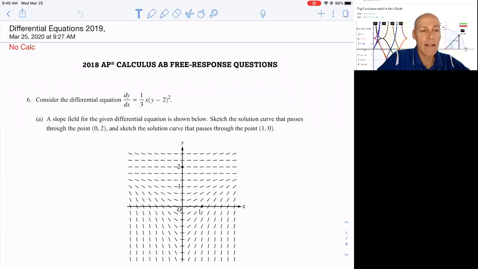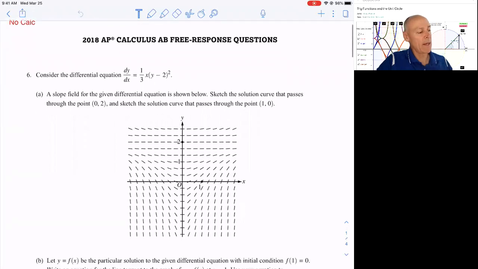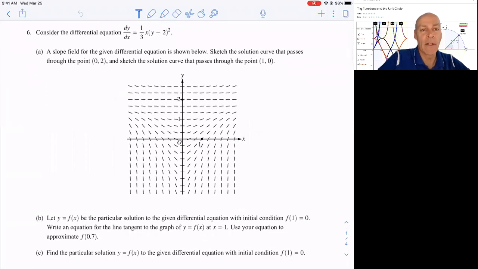So we've got, consider the differential equation dy/dx is equal to 1/3 x times the quantity y minus 2 squared. In part A, a slope field for the given differential equation is shown below. Sketch the solution curve that passes through the point (0, 2), and sketch the solution curve that passes through the point (1, 0).